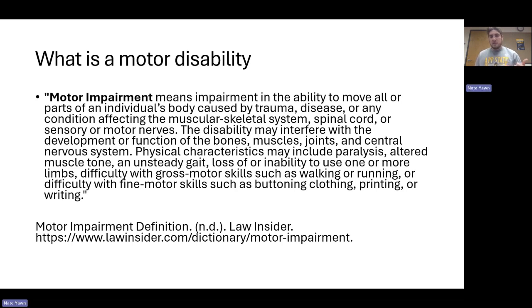Physical characteristics may include paralysis, altered muscle tone, an unsteady gait, loss of or inability to use one or more limbs, difficulty with gross motor skills such as walking, running, difficulty in fine motor skills such as buttoning clothes, printing, or writing.